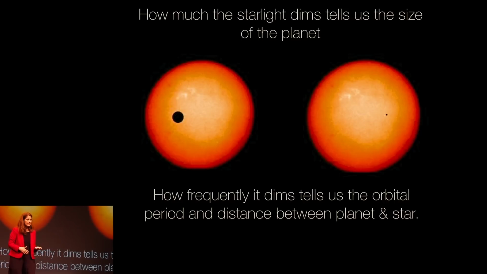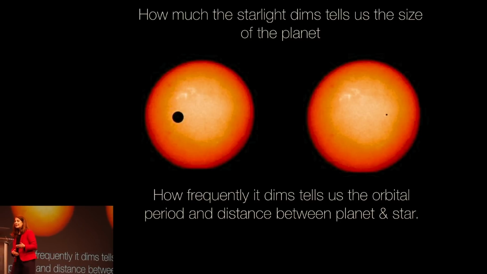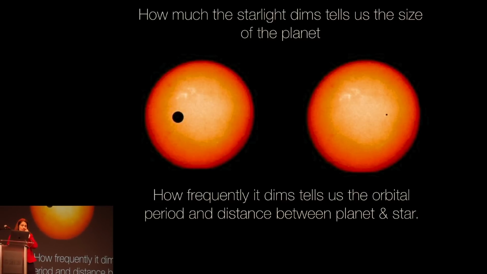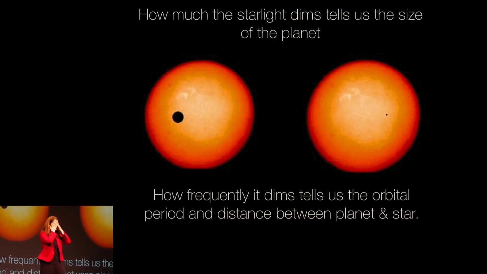On the right-hand side, maybe you can't even see the tiny dot that is Earth. It's very small. It's about the size of a sunspot, actually smaller than most sunspots on the sun. And it takes away 1/10,000th of the light. Okay, what does that mean?